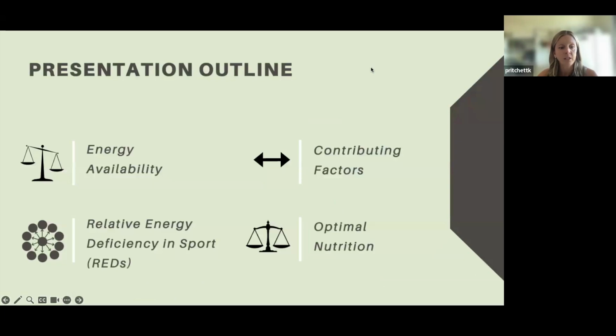And so we'll discuss this concept of energy availability. Although difficult to measure, we'll discuss some ways that you can determine if you might have an athlete who's at risk for low energy availability, what some of those contributing factors may be, this newer concept known as relative energy deficiency in sport, and some of the health and physiological outcomes. And then finally, we'll get into optimal nutrition to support your athletes.